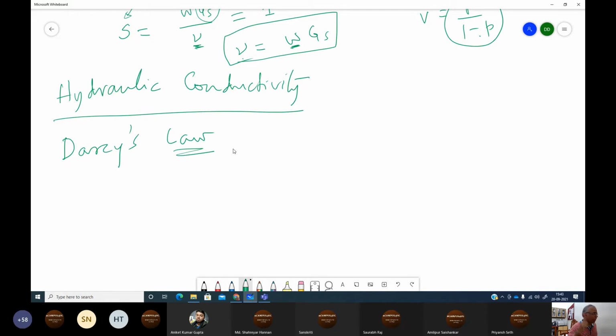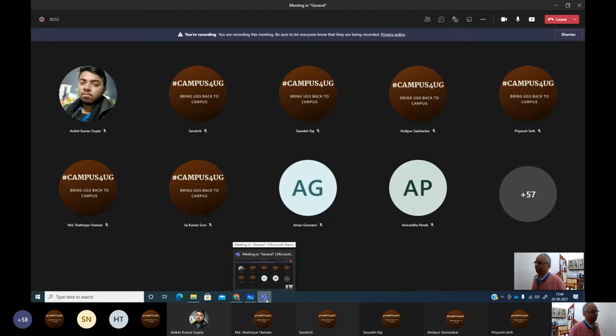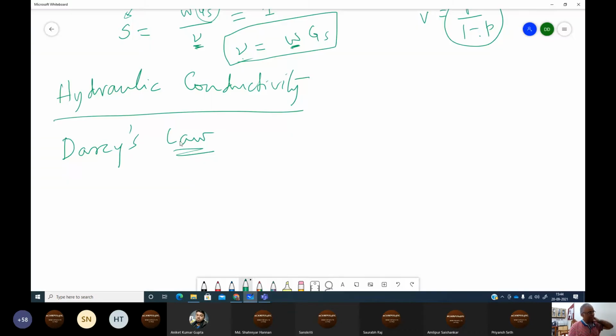Do you know the difference between a law and a rule? Like we call it Newton's law of motion. Why not Newton's rule of motion? Because it can't be broken. This is absolutely written in stone. There is no changing it. This is the final thing. When this happens, it becomes a law. Now this is Darcy's law.